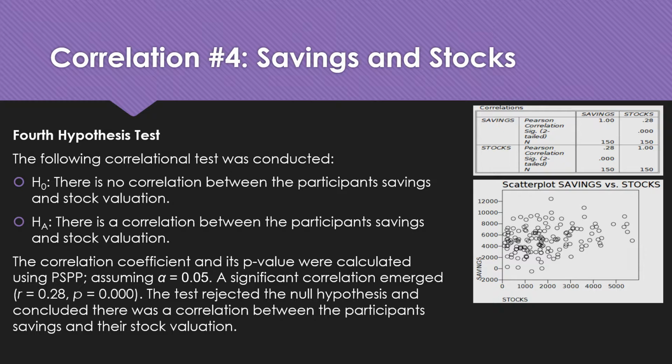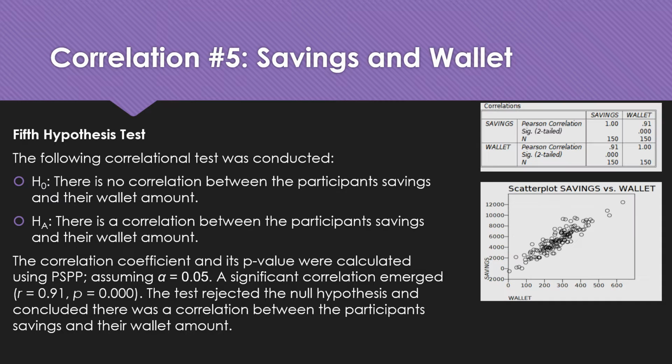The correlation coefficient and its p-value were calculated using PSPP. Assuming alpha equals 0.05, a significant correlation emerged where R equals 0.28 and P equals 0.000. The test rejected the null hypothesis and concluded there was a correlation between the participants' savings and their stock valuation.